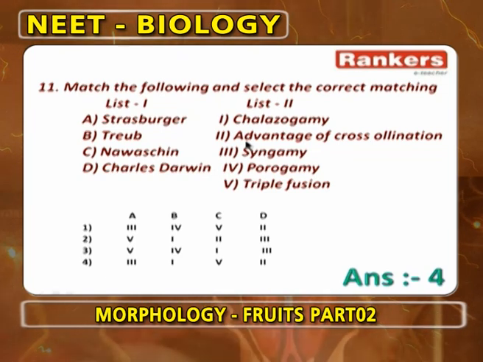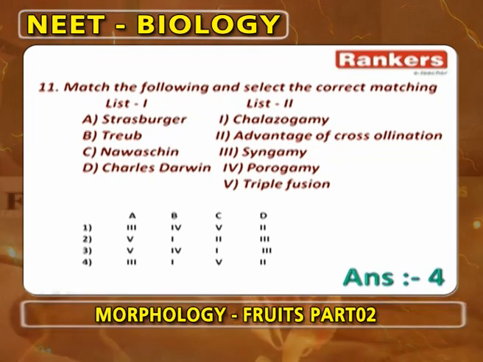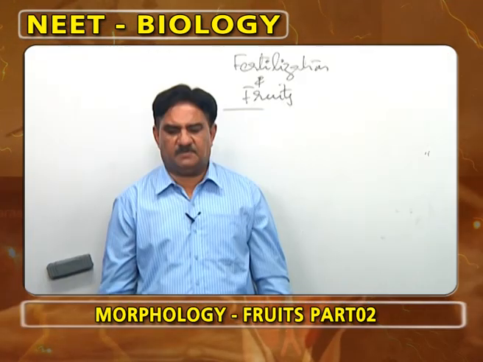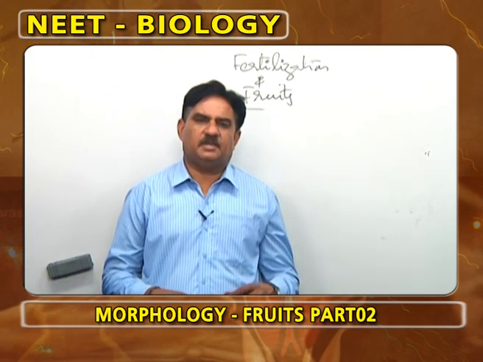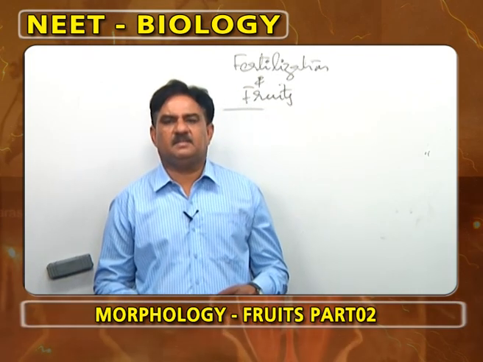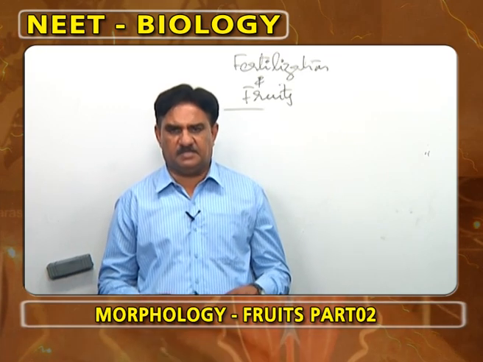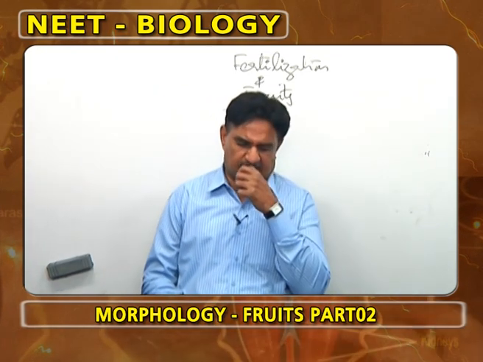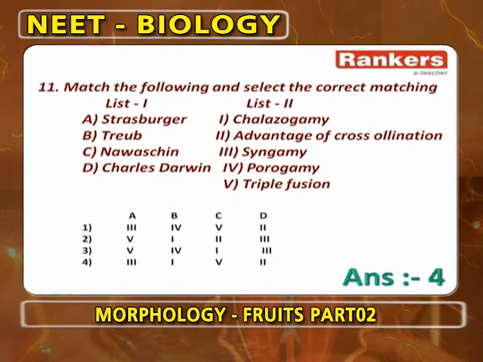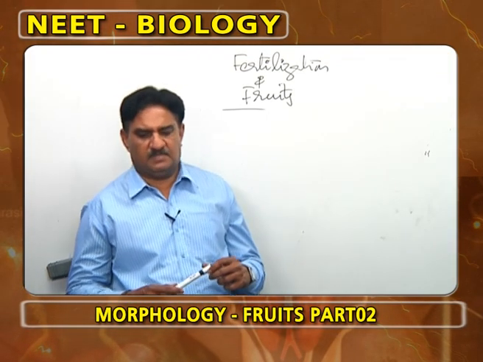So Strasburger is known for syngamy. The concept of syngamy was first explained by Strasburger. What is syngamy? Fusion of male gamete with egg cell resulting in the formation of zygote. Tribe discovered chalazogamy. Entry of pollen tube along with male gametes into the ovule through chalaza is called chalazogamy. This concept was explained in Casuarina plants for the first time by Tribe.